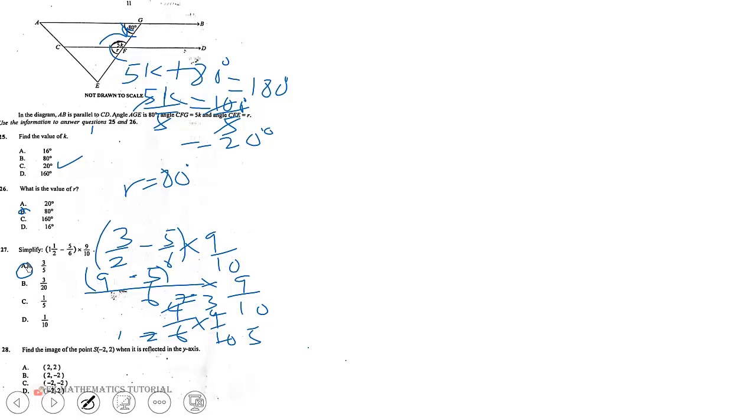Find the image of the point S negative 2, 2 when it is reflected in the y-axis. When you reflect in the y-axis, you negate the x coordinate. So the S prime will be 2, 2. So the correct answer is A.